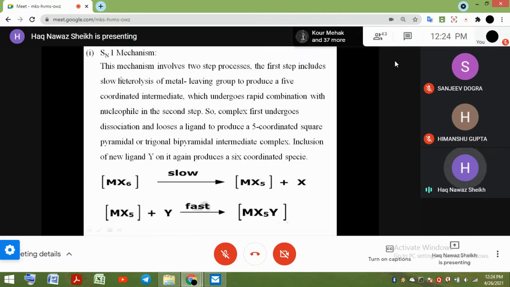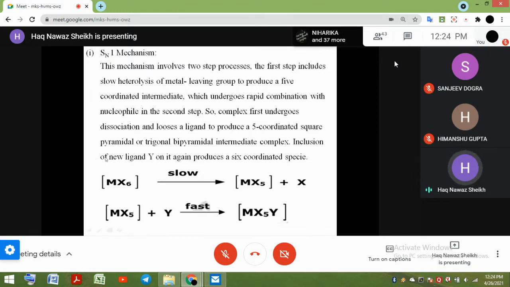So the first one, this mechanism involves two steps. The first step involves slow heterolysis of the metal-ligand bond, losing the leaving group to produce a 5-coordinated intermediate, which undergoes rapid combination with the nucleophile in the second step. So the complex first undergoes dissociation and loses a ligand to form a 5-coordinate species, with trigonal bipyramidal geometry or square pyramidal geometry.